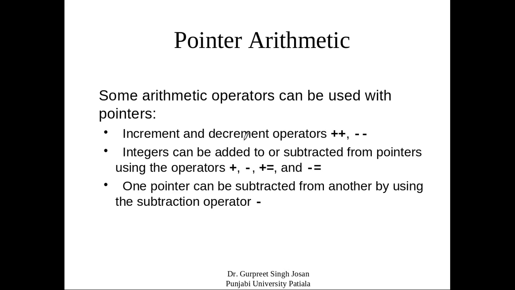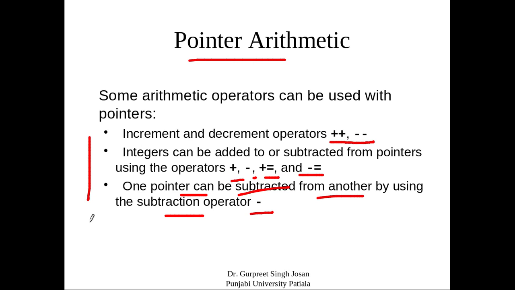Now apart from the plus operator, we can have other operators that can be used with pointers. One is the unary increment and decrement operators, plus plus, minus minus, plus equal to, minus equal to, and one pointer can be subtracted from another pointer by using the subtraction operator, that is minus. These are the only operators that can be used with pointer arithmetic. Pointers cannot be multiplied, pointers cannot be divided.